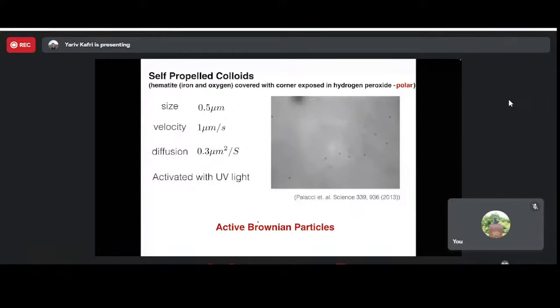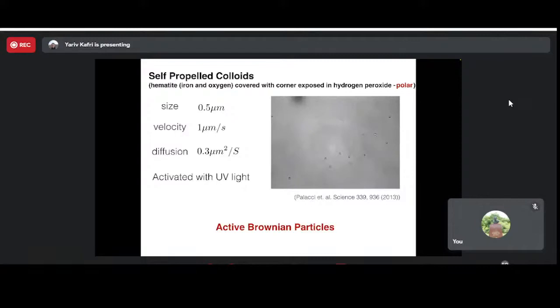So what happens at this tip is that when you shine UV light on the solution, there's a chemical reaction happening at the tip, and this chemical reaction starts to self-propel the colloids. So if I run the movie, initially the UV light is off. They're just doing Brownian motion. And you turn the light on, and you see that they start to self-propel themselves.